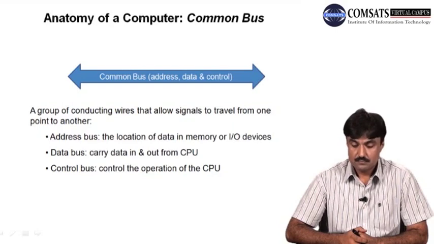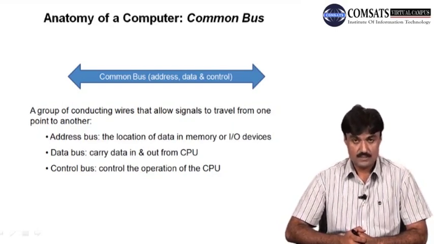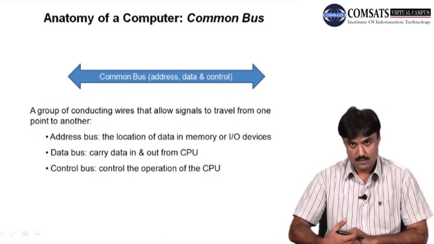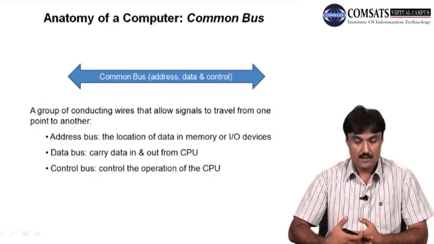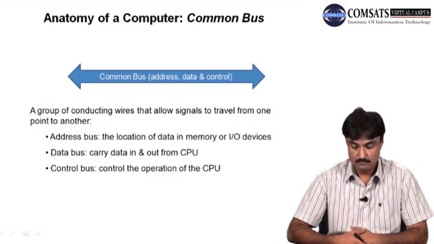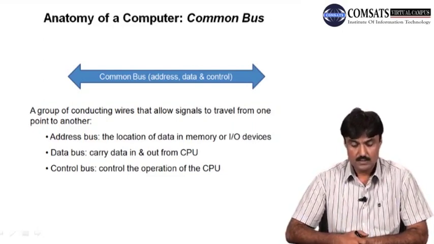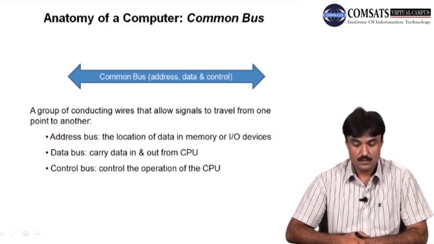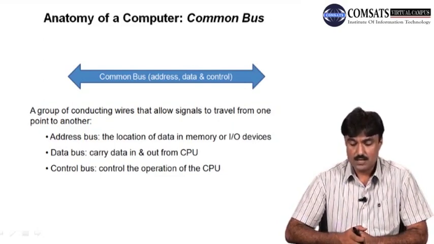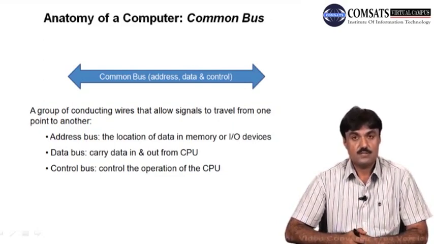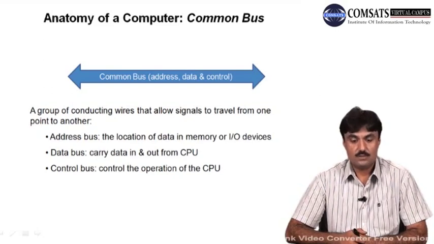It carries data in and out of the CPU. Whatever data goes to the CPU or comes from the CPU is carried by this data bus. The third set of these wires is called the control bus. It controls the operations of the central processing unit and the whole system.